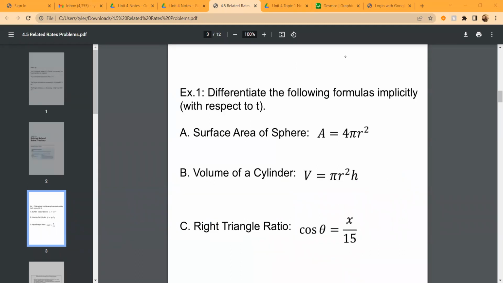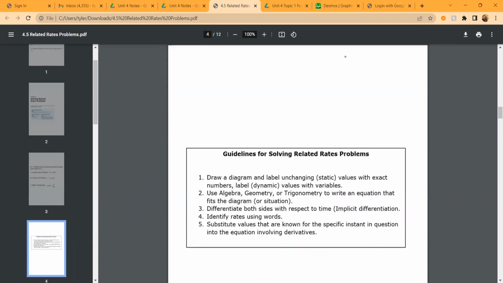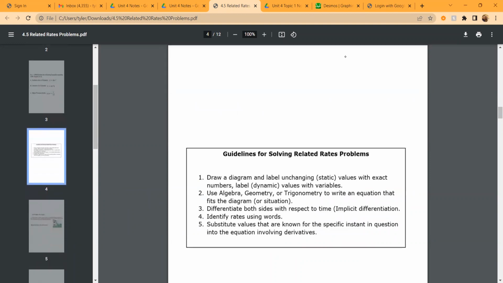Let's get into some problems. Well, let's actually look at guidelines first, right? So we talked about this a little bit the other day: drawing a diagram and labeling changing and unchanging, static values. We talked about it as constant values with exact numbers, and labeled dynamic values with variables. We're going to use a lot of geometry, some algebra, and a lot of trig. Write your equation to fit it, differentiate both sides with respect to time, and identify rates using the words.